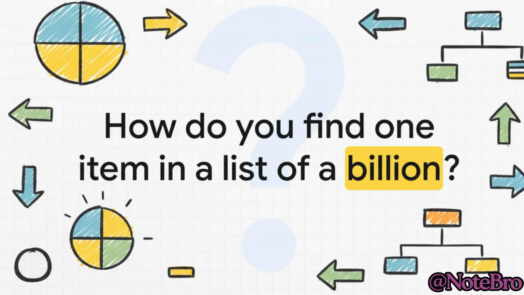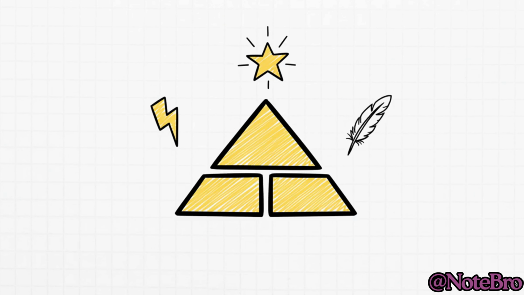So picture this. You've got a digital list with a billion entries, all sorted perfectly. You need to find just one of them. You could start at the very beginning and just check every single one, but you're going to be there all day. There's got to be a better way, right? And of course there is. The answer is this beautiful algorithm called binary search.